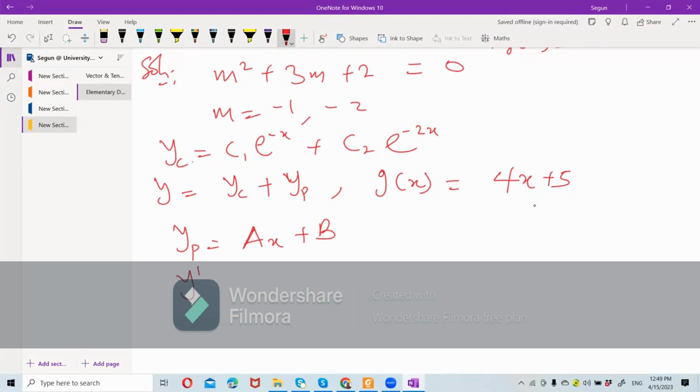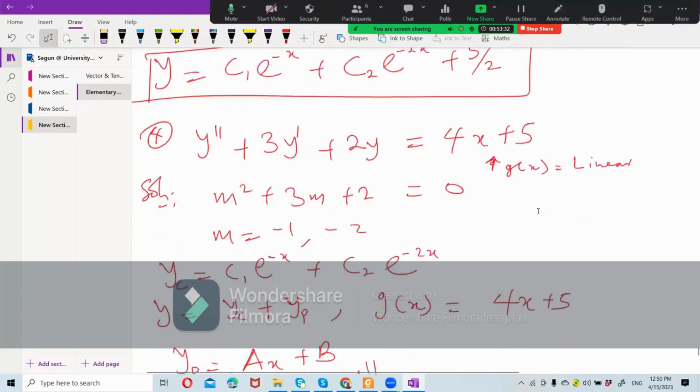So now let's differentiate this, y prime p. When you differentiate this, what do you have? You have a. Not 4. Remember, you are not to differentiate g of x. You are to differentiate the yp. The yp is your concern. Then ypp, y prime prime p, is equal to what? Differentiate this one again, you have 0. Do you agree with me?